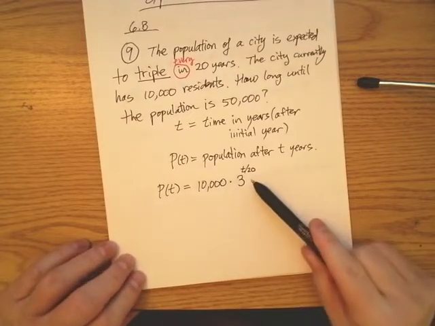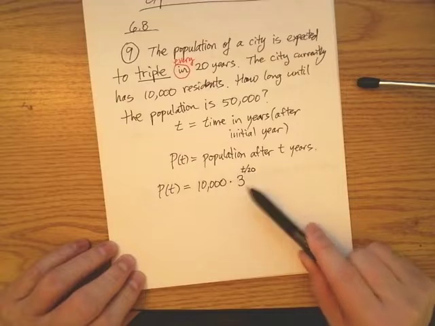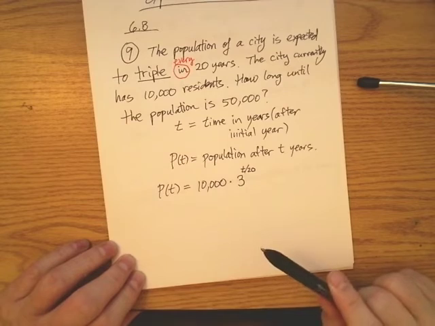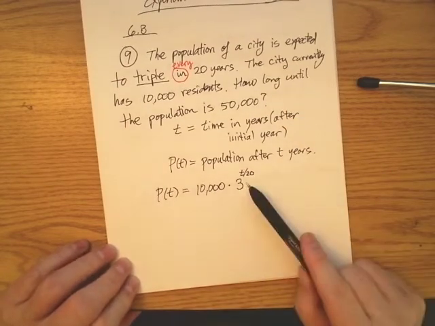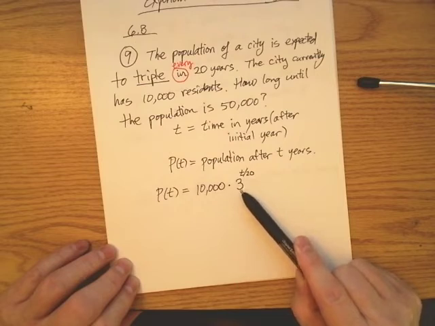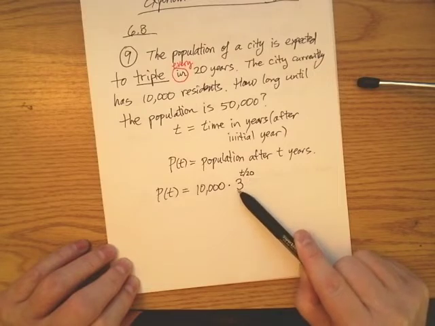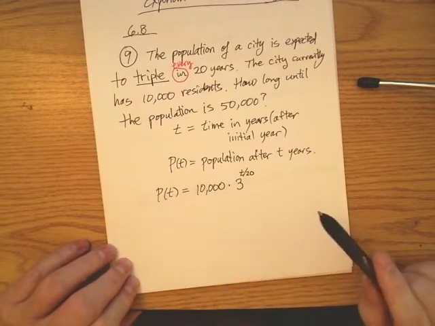See if that doesn't work here. If t is 0, 0 divided by 20 is 0. 3 to the 0 is 1. 1 times 10,000 is 10,000. That means your population at time 0 is 10,000, which makes sense. That's the initial population. If t is 20, then 20 over 20 is 1. 3 to the first power is 3. 3 times 10,000, 30,000. If t is 40, 40 divided by 20 is 2. So you're going 3 times 3, you're going 3 squared, which is 9 times your initial 10,000. So that's 90,000, and so forth.